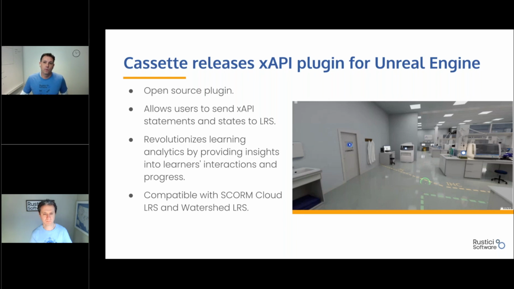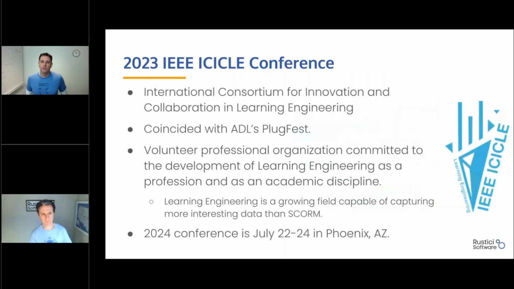And then one other thing, we always visit a certain number of conferences each year. DevLearn is one of our biggest, certainly. Like I said, we tend to go to ITSEC, but another thing that happened this year was the 2023 IEEE ICICLE Conference. ICICLE is essentially a group that is trying to evolve the way that we think about learning and add an engineering-like component to it. It is a way to leverage data as part of your process to improve learning outcomes.